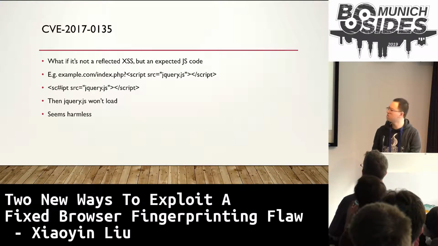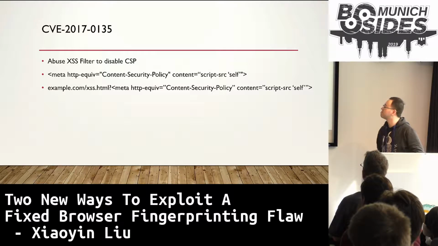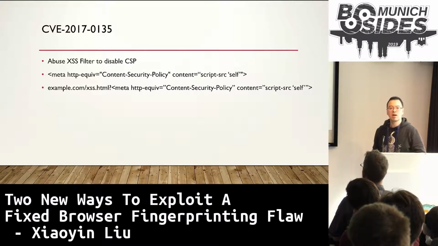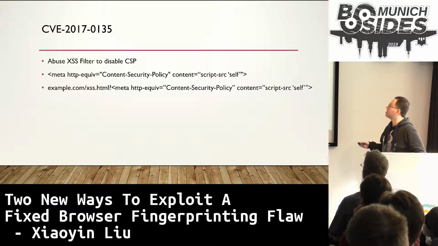But I wondered, is that really harmless? It turns out no, because I can abuse the cross-site scripting filter to disable CSP. The CSP, as I just said, can be delivered in an HTTP header, but it can also be delivered in a meta tag. This is a meta tag to set the content security policy. Now, what I'm doing here is that I append this whole tag to a URL.